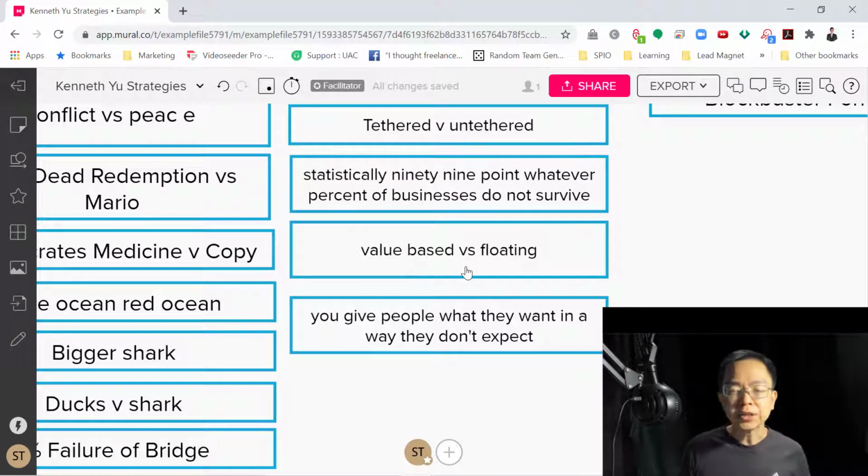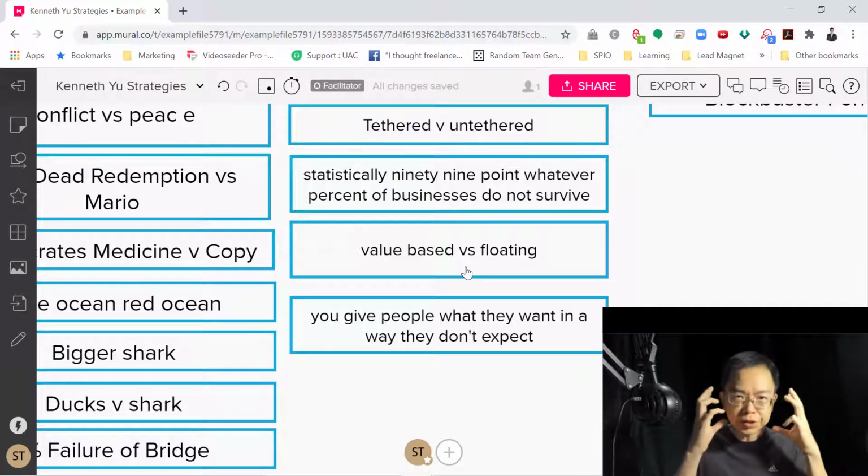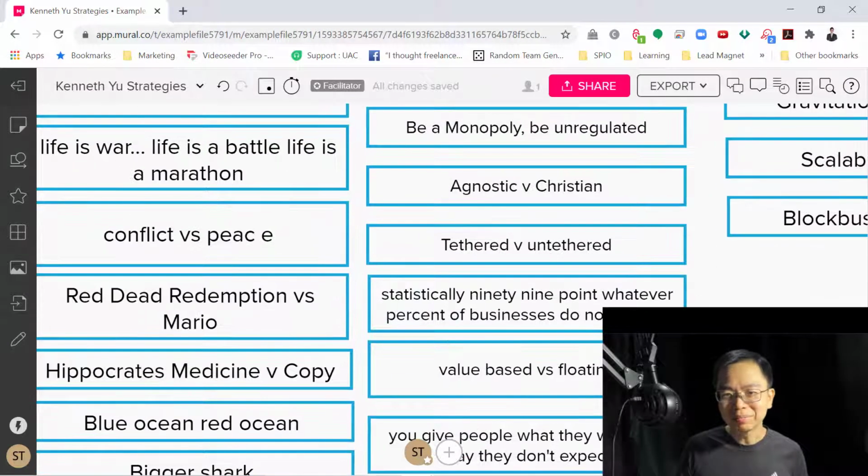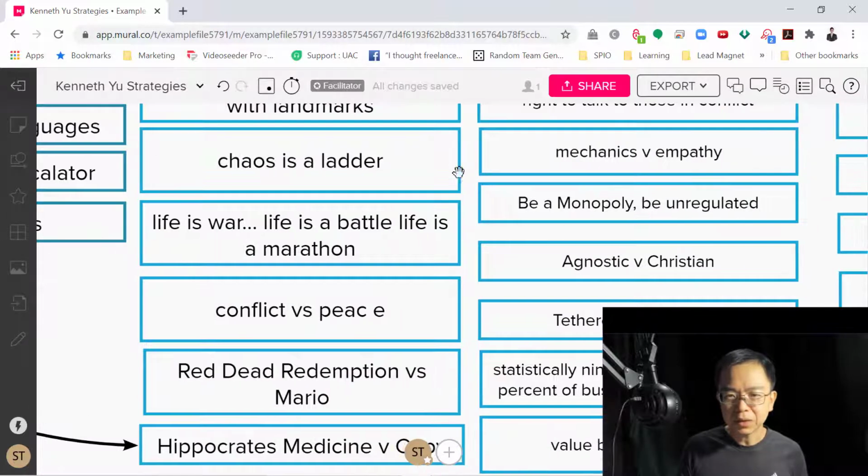Value-based versus floating, he's talking about his wife as a tether. So in a sense, sometimes you and I need to look at partners, whether business or life partners otherwise, who think differently, and therefore they can give us this positional contrast in order to make a more enriched decision. You give people what they want in a way they don't expect. Okay, that's also positional contrast.